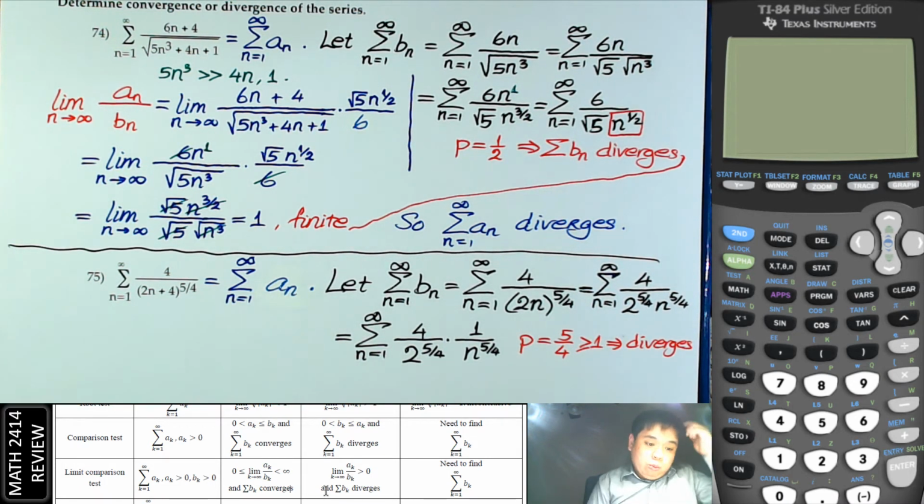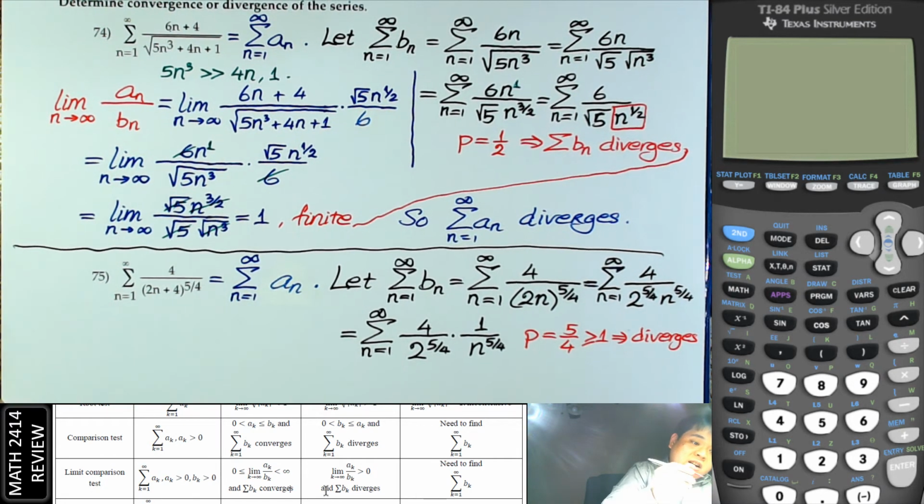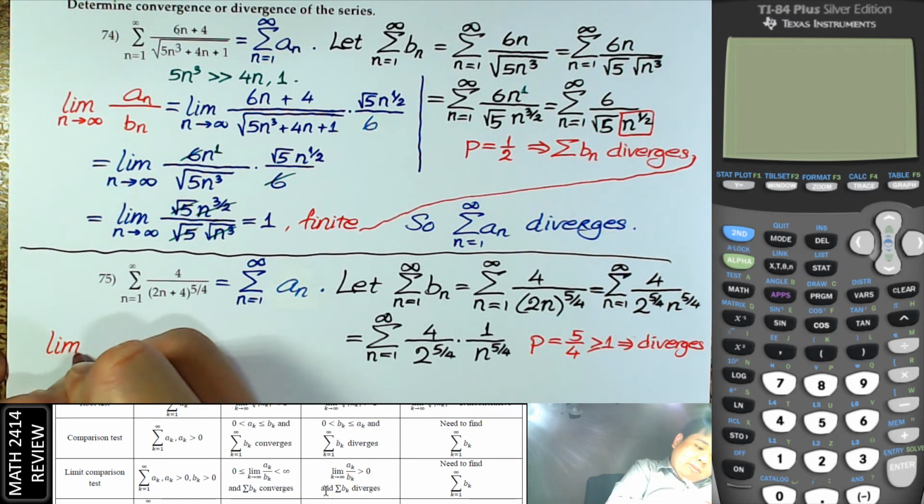Now we know b sub n is convergent. If we take the ratio of a sub n over b sub n, and that is a constant, then they behave the same.